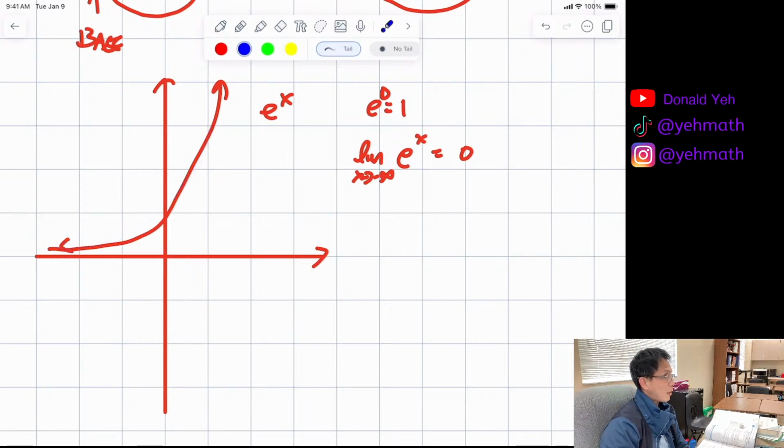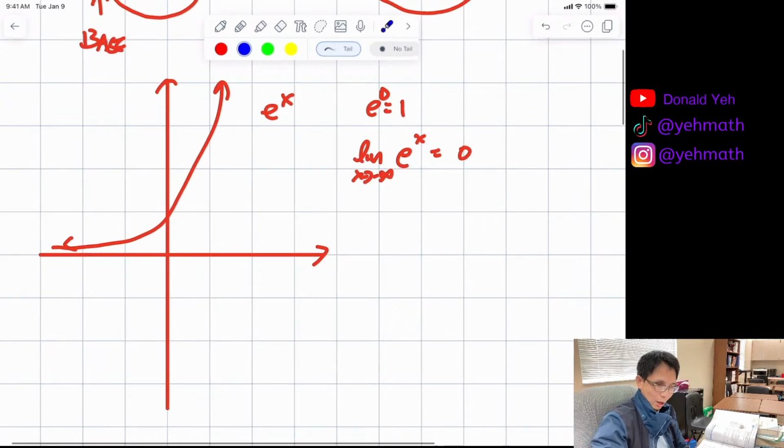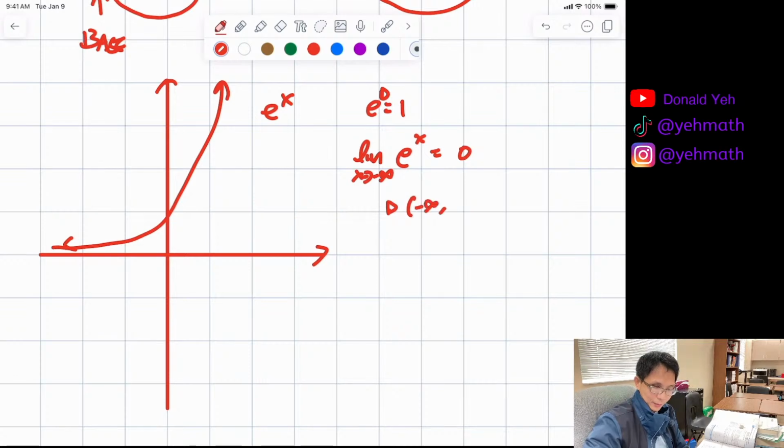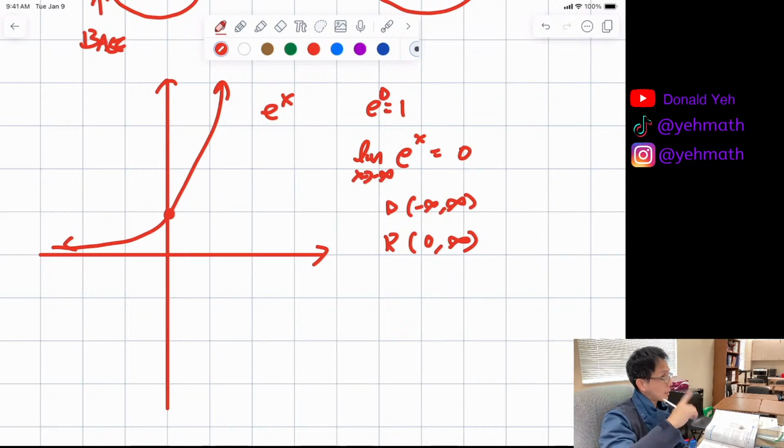You need that for Calc 2, or Calc 1 as well. Now, what is the domain and range of this graph? Domain is negative infinity to infinity. Range is from where to where? 0 to infinity. Good. Now, this point I call the anchor point. They will always intersect at (0, 1).